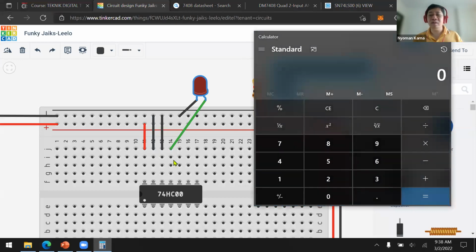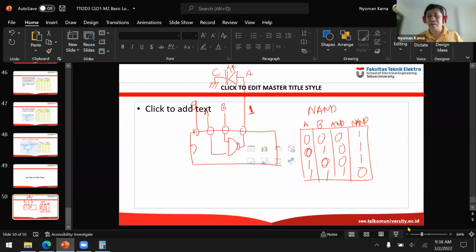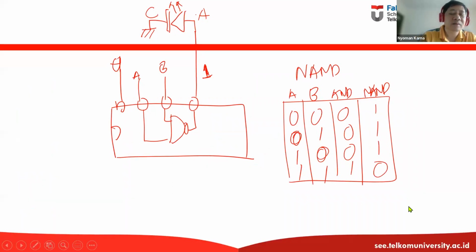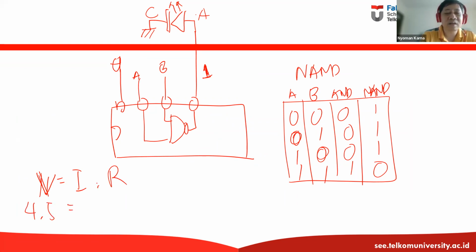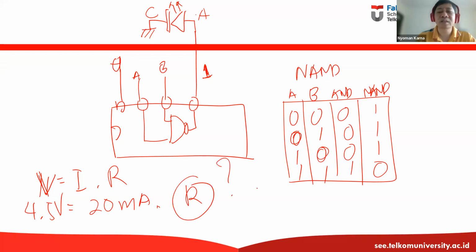Remember about Ohm's law? V is I times R. The voltage is 4.5 volt. The current is supposed to be 20 milliampere. So what should be the value of the resistor? The resistor should be 4.5 divided by 20 milliampere.